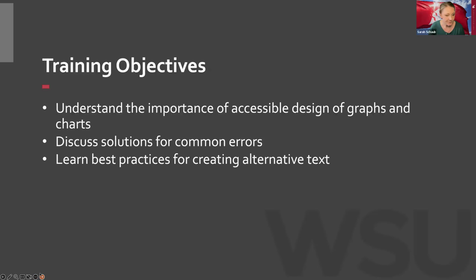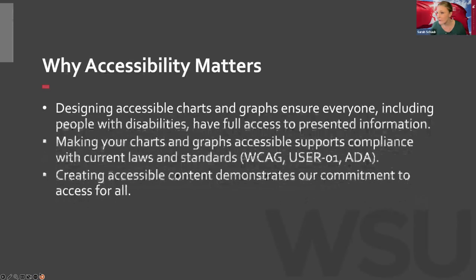A slide titled Why Accessibility Matters appears with a bulleted list. So I just want to start off by briefly discussing why accessibility matters. Designing accessible charts and graphs ensures everyone, including people with disabilities, has full access to presented information. Making your charts and graphs accessible supports compliance with current laws and standards like the Web Content Accessibility Guidelines, the Washington State OCIO policy, and ADA guidelines. And also creating accessible content demonstrates our commitment to access for all, which is really important.